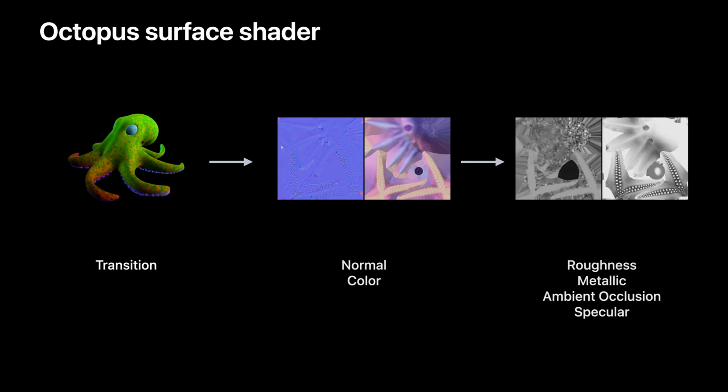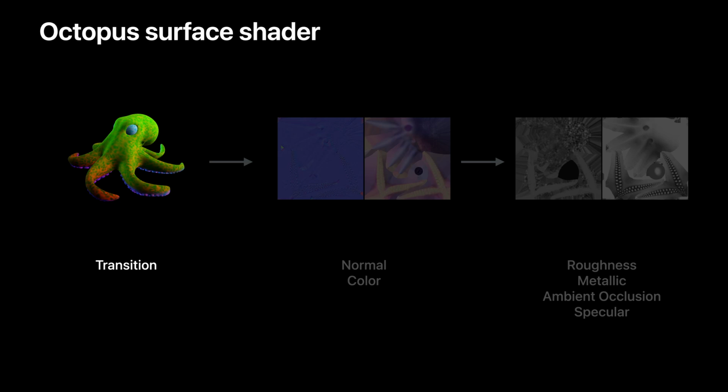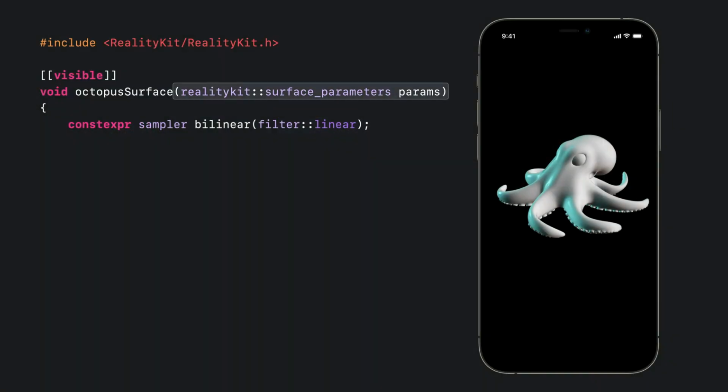Let's get started. First step, transition. We're building the octopus surface function, which takes a surface parameters argument. Since we're using textures, we declare a sampler. On the right, you can see what our octopus looks like with an empty surface shader. It's gray and a little bit shiny.